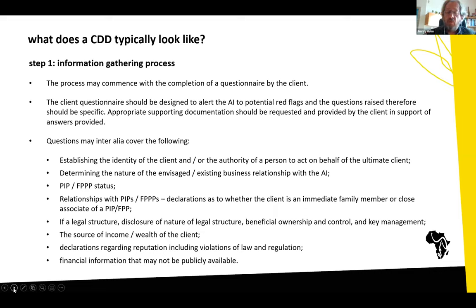Determining PIP or PEP status, and the Act is clear as to the definitions of a politically exposed person or a prominent influential person. It sets out the various categories of persons that are subject to it. For instance, a prominent influential person deals with the domestic side of things, and it includes the president, a government minister, premier of a province, member of the executive council of a province, executive mayor of a municipality, leader of a political party, member of a royal family or senior traditional leader, etc., etc. There's a myriad of persons that are regarded as having PIP status.